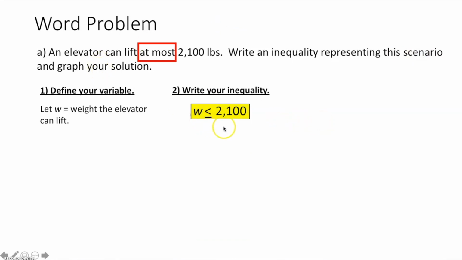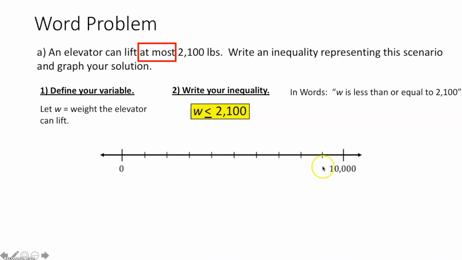First, we say this in words. What is it? W is less than or equal to 2,100. Next, we can start by graphing it on our number line down here. So first, is it an open or a closed circle? Well, we have an equal sign underneath because it's allowed to be at most 2,100 pounds. So we're going to put a closed circle at 2,100. So where is that? Well, let's look. Okay, if this goes by thousands, then this would be 1,000, 2,000. So 2,100 would be somewhere in here.